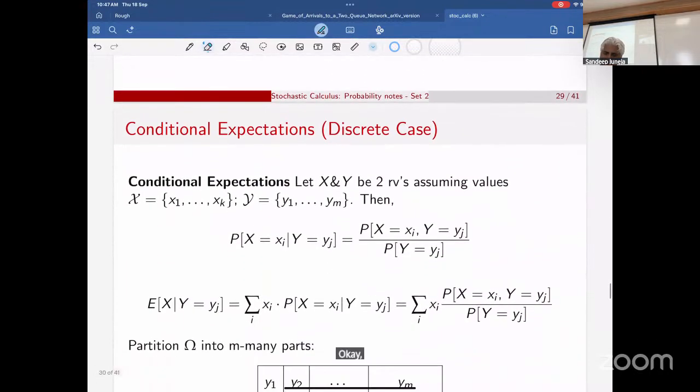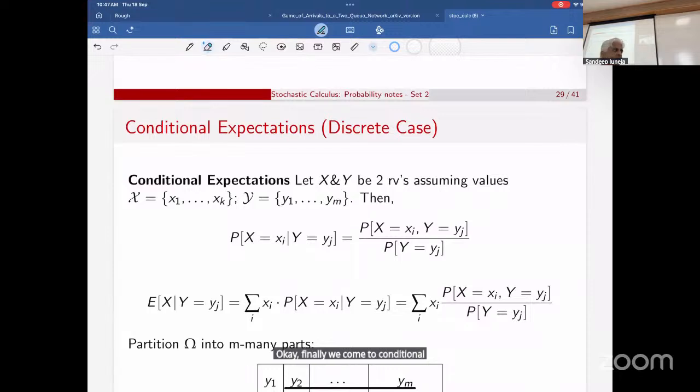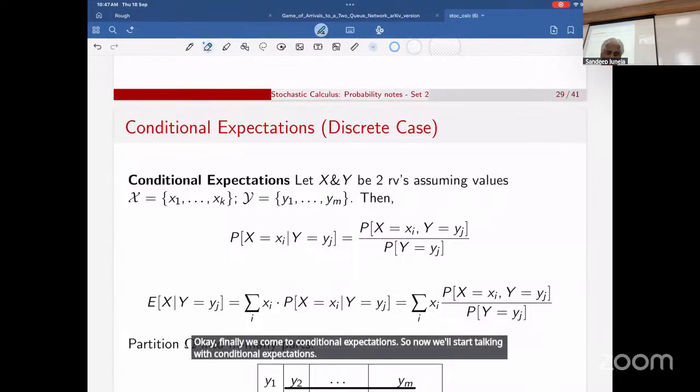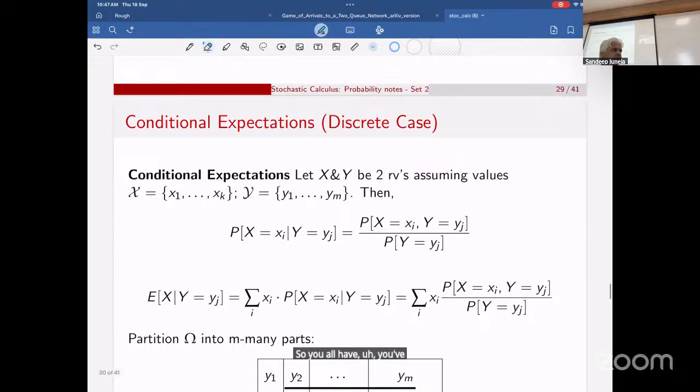Okay, finally we come to conditional expectations. So now we start talking about conditional expectations. You've all done your conditional expectations, right? You're conditioning on an event that changes the probabilities, and now you find the expectation with respect to the changed probabilities. That's what conditional expectation is.